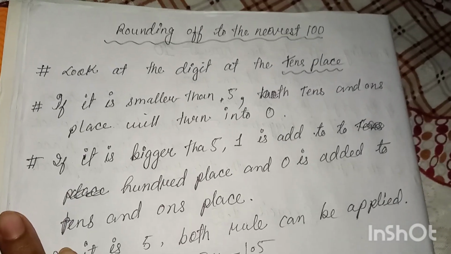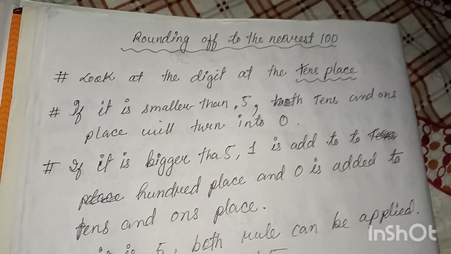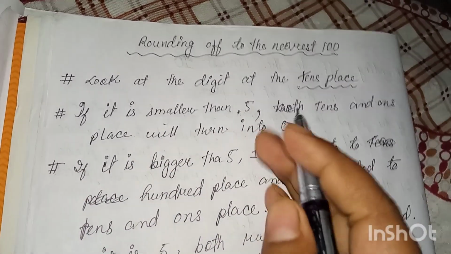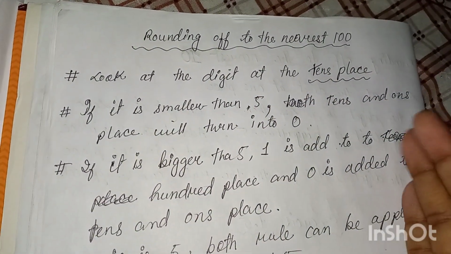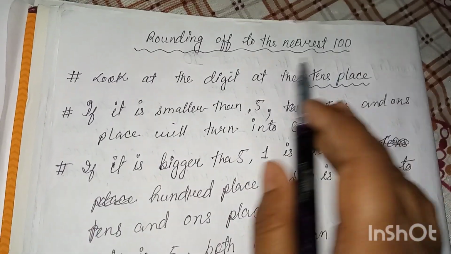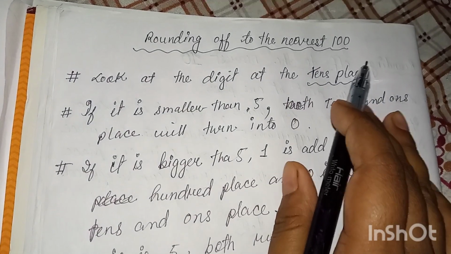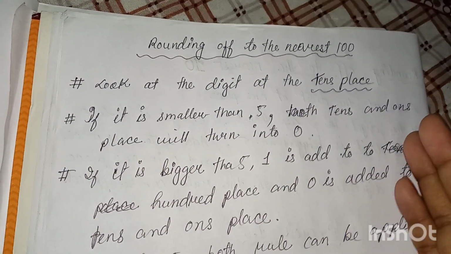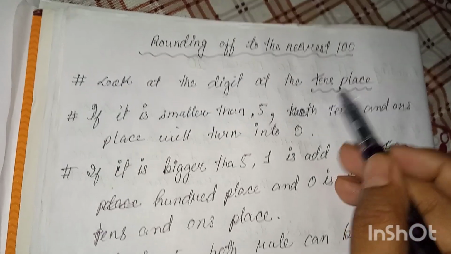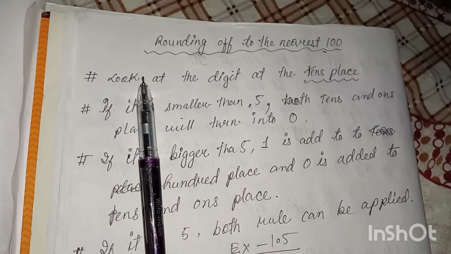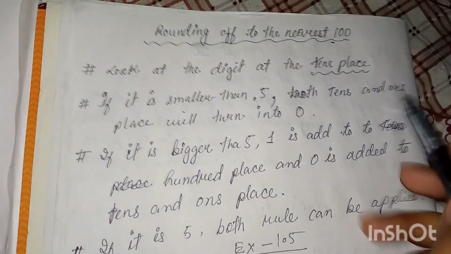Now we are going to learn rounding off to the nearest 100. To round off to the nearest 100, we have to look at the digit right to the 100 place, which is the tens place. So when we round off to the 100, we have to look at the digit at the tens place.